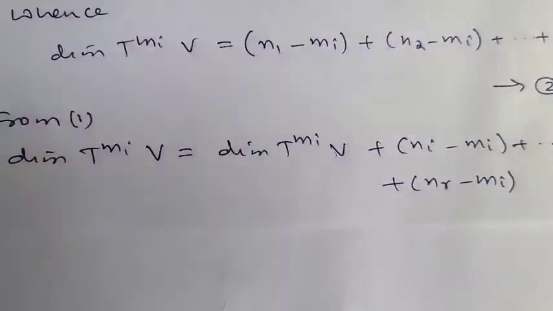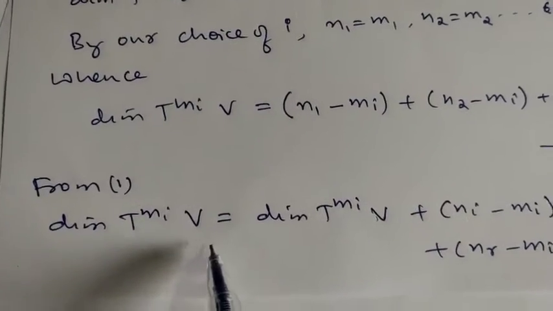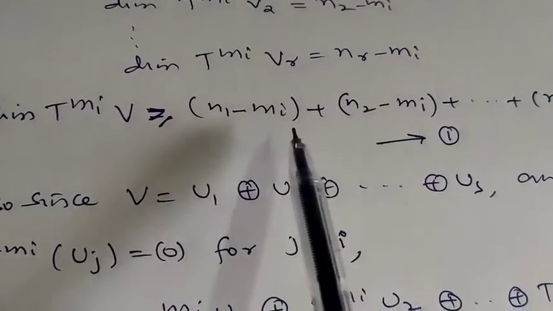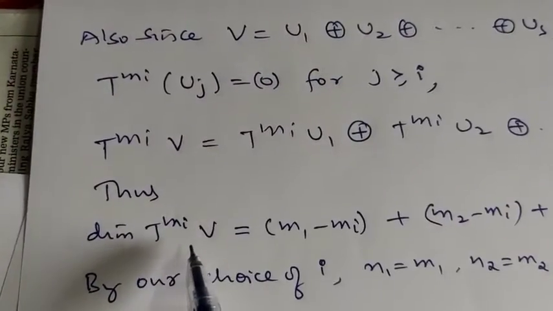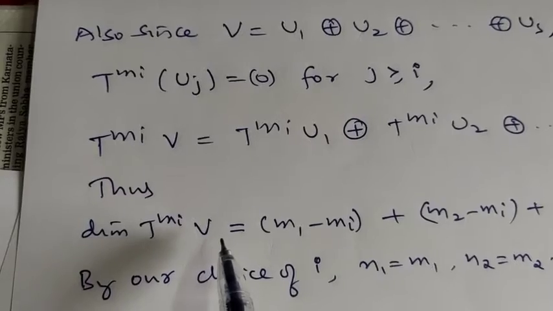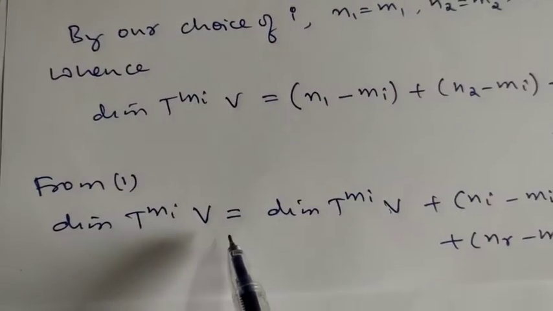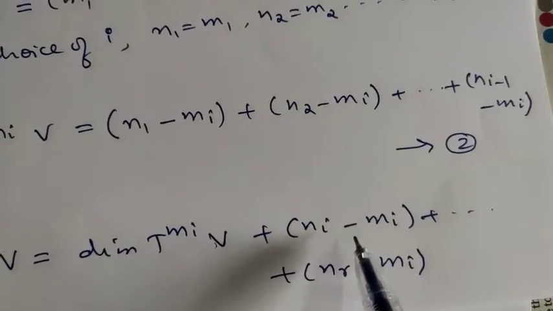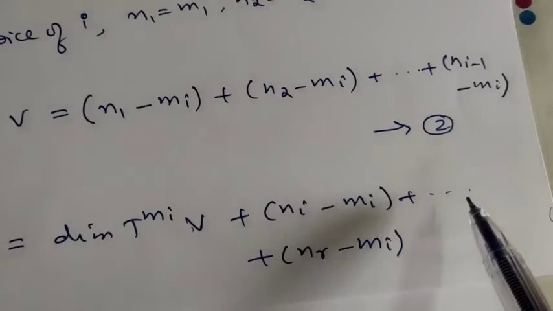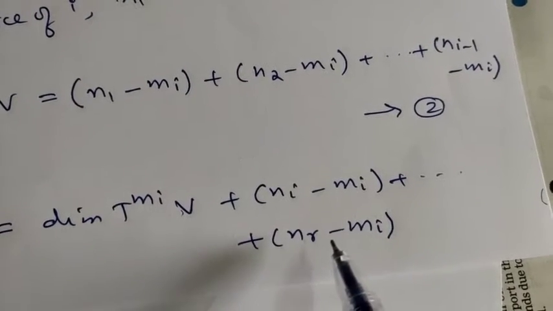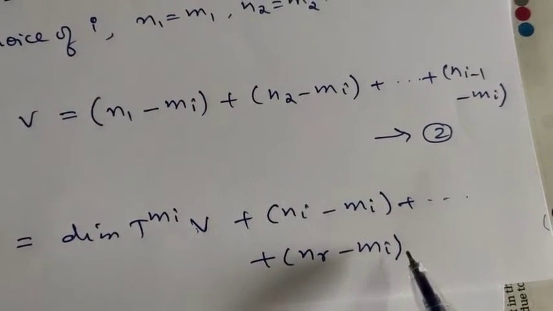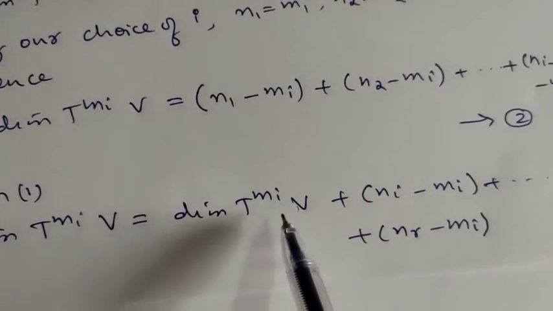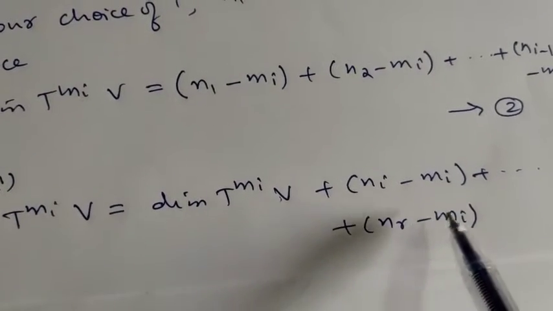Therefore, from 1 what will happen? So, this is the 1. Up to mi minus 1 I can write it as the dimension of Tmi of v. So, I will write the dimension of Tmi of v is equal to the dimension of Tmi of v plus the other integers, ni minus mi plus ni plus 1 minus mi and so on. The last integer is nr minus mi. Okay. So, is this possible? See here, the dimension of Tmi of v is equal to the dimension of Tmi of v plus some numbers.